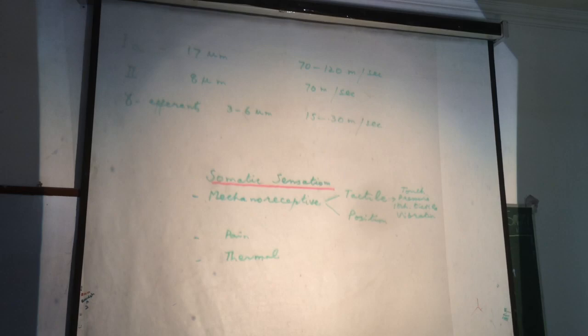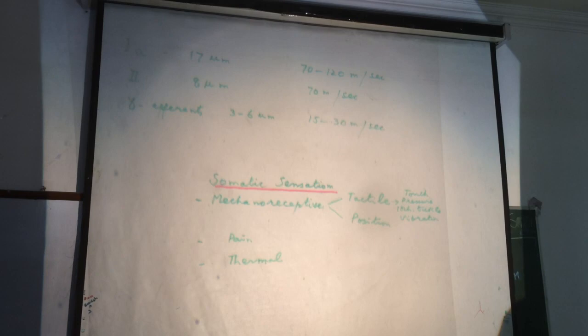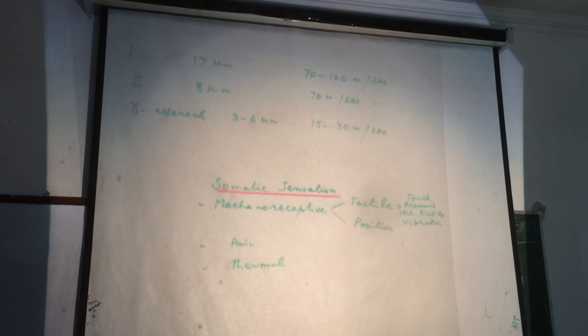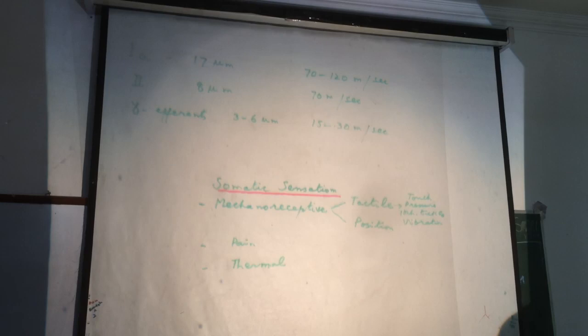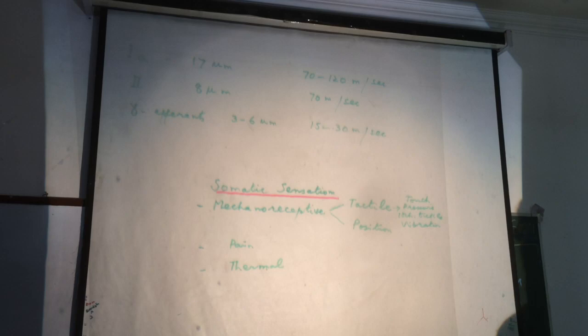When these tactile sensations arise, impulses are carried by A beta nerve fibers, having a velocity of 30 to 70 meters per second. A delta nerve fibers have a velocity of 5 to 30 meters per second. And C fibers, which are unmyelinated, have a velocity up to 2 meters per second.